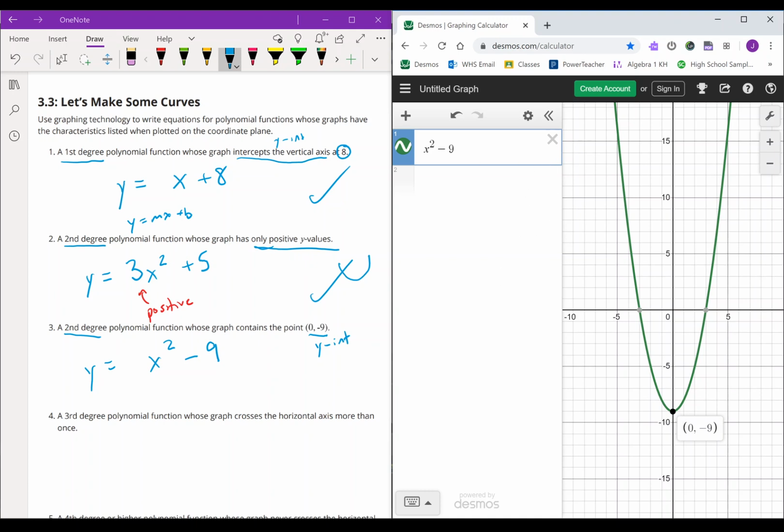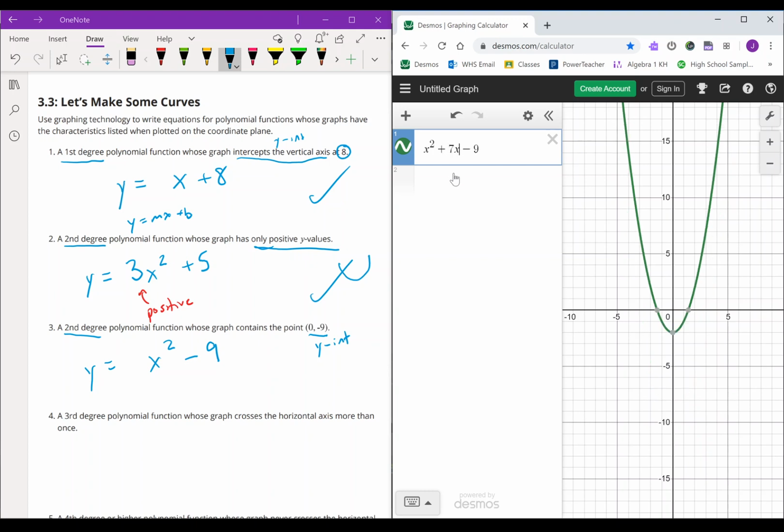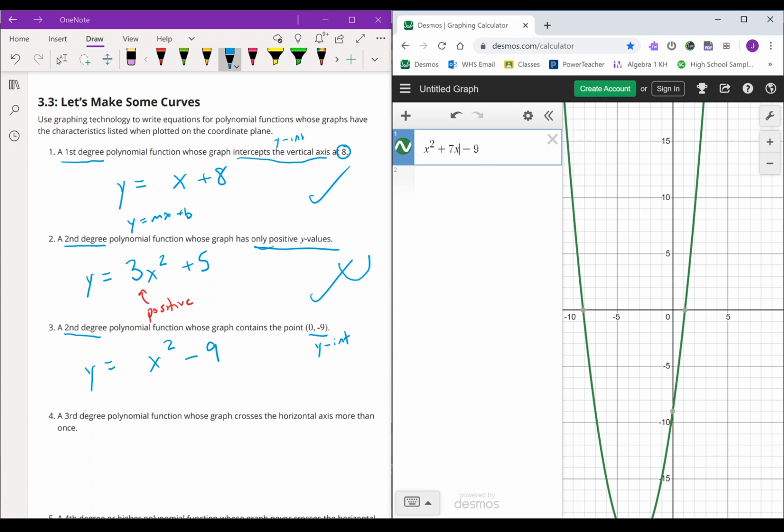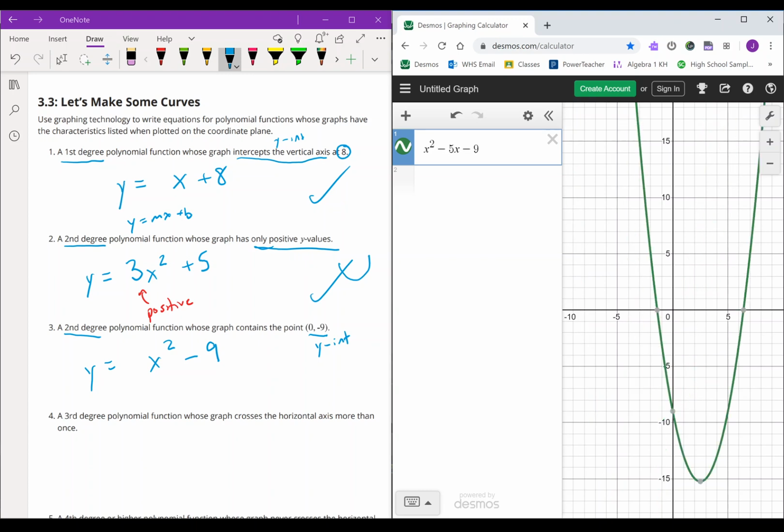Now I want to point one thing out here. I could have also done like x squared plus 7x minus 9. The plus 7x does not change the fact that my y-intercept is still 0, -9. So that still works even if I put some other term in there, like a plus 7x or a minus 5x, right? It'll still work. I still have that 0, -9.